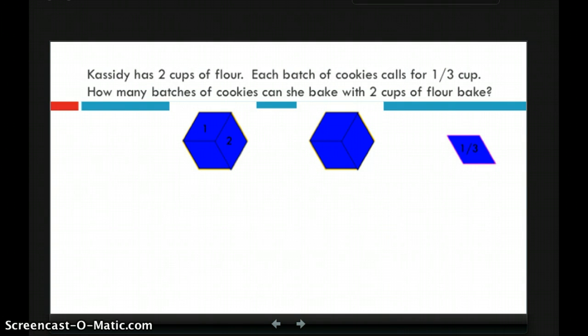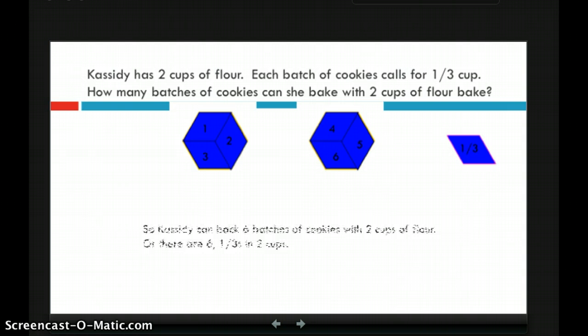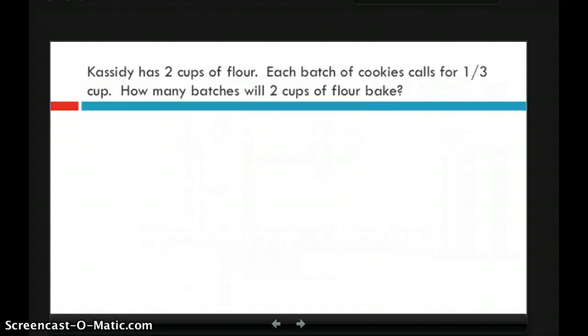1, 2, 3, 4, 5, 6. That means Cassidy can bake 6 batches of cookies with 2 cups of flour, or there are 6 1/3s in 2 cups. You can look at this with pictures as well.